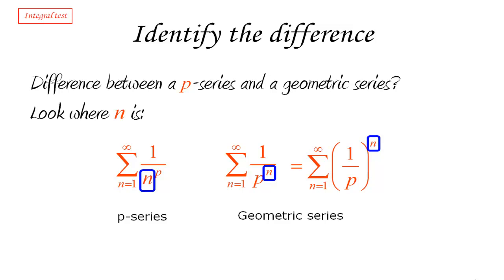So try to practice with these two different kinds of series. Make sure first of all that you can identify which one is which, and then try to remember the criteria for their convergence. And remember, for a geometric series, if we have convergence, we know what it converges to. For a p-series, we only know if it converges, but generally we don't know what it converges to.